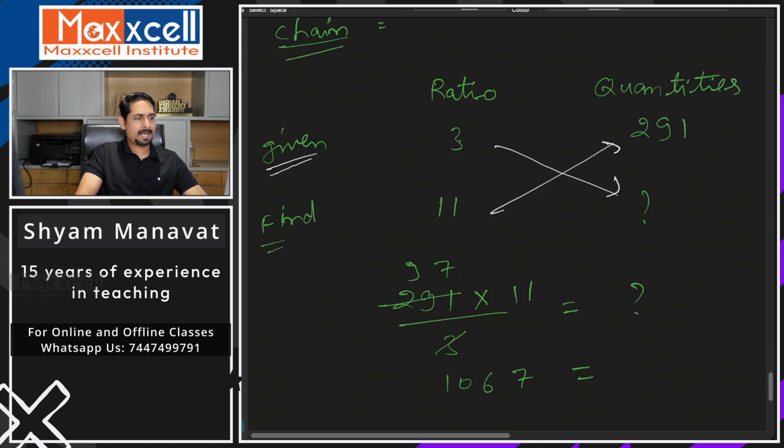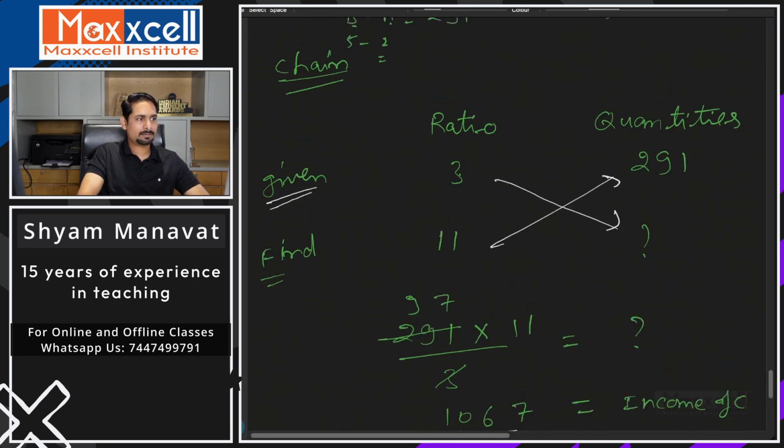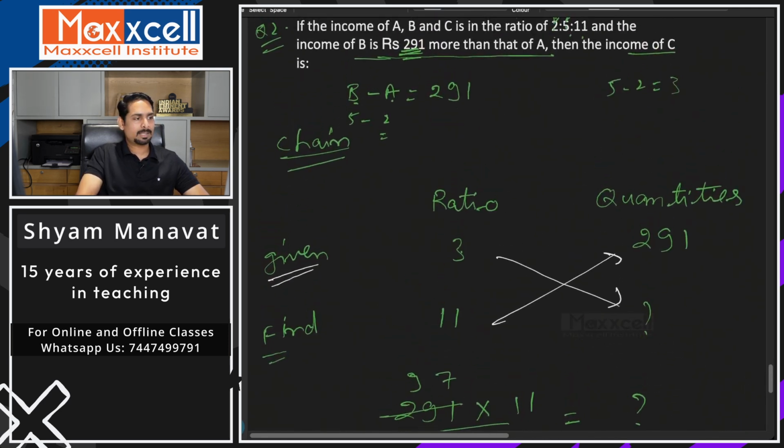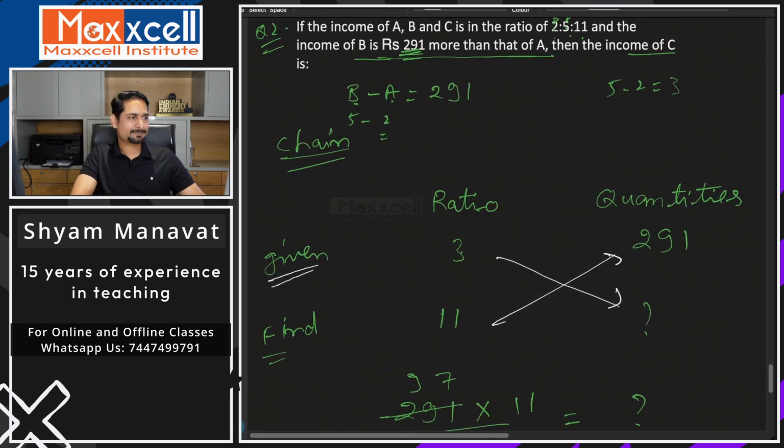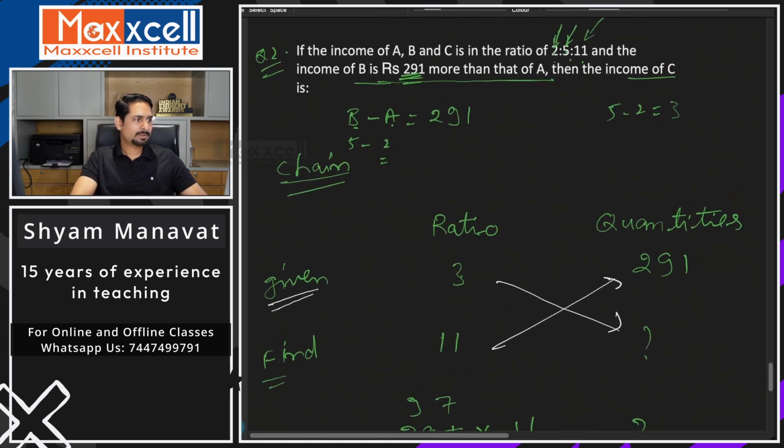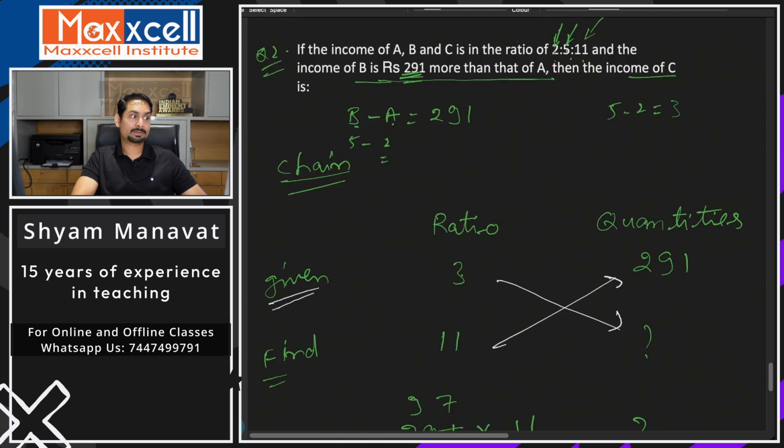71067. That is the question mark, which is for the quantity of C, or as per the question, this will be the income of C. Income of C as per the question. Okay. See, no assumption, no tam jam. We got the answer directly, right? So this is how you can solve the ratio question by using the chain rule: given and what do you need to find out.